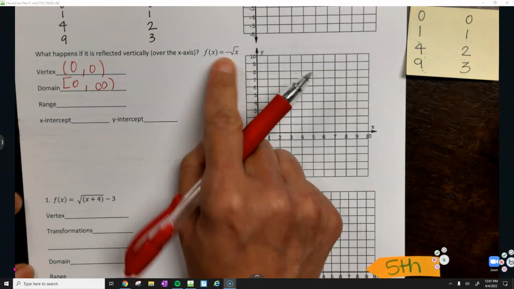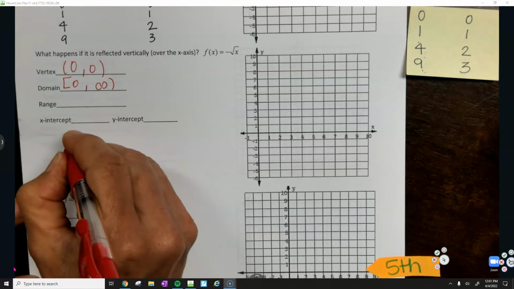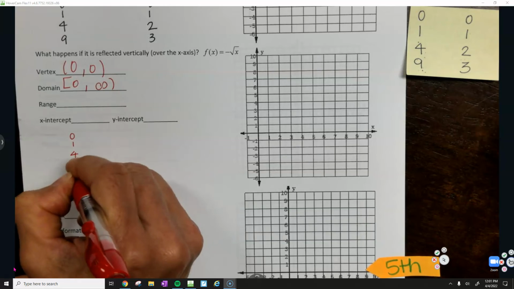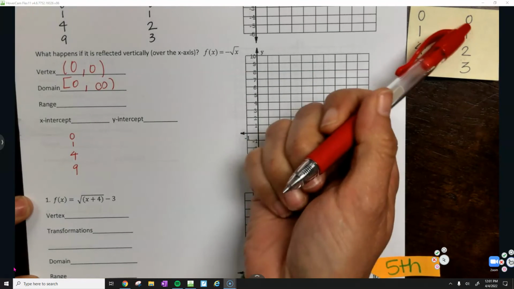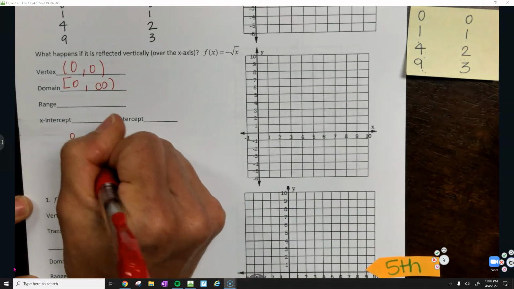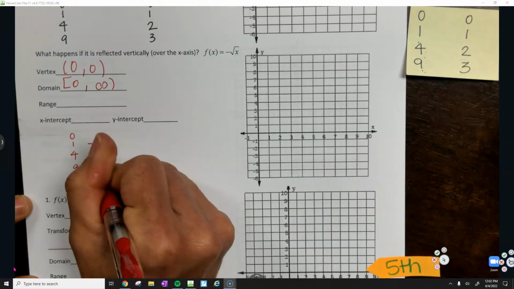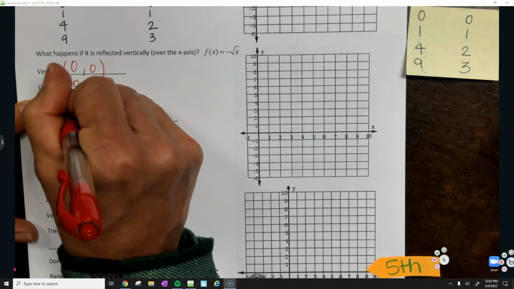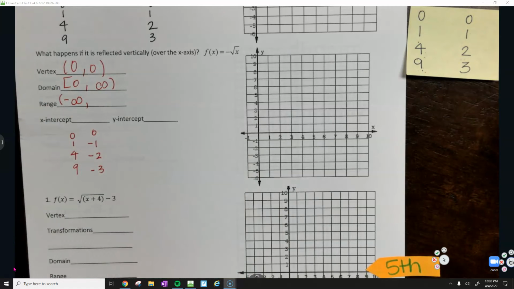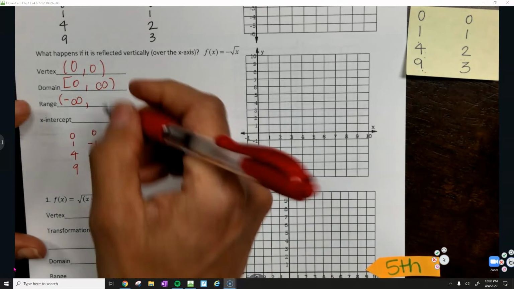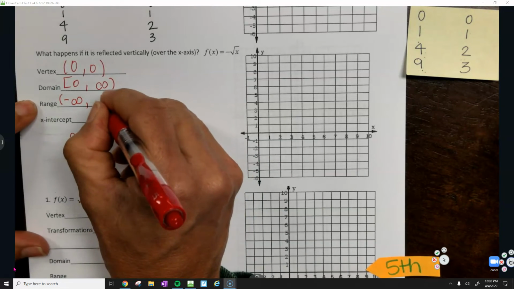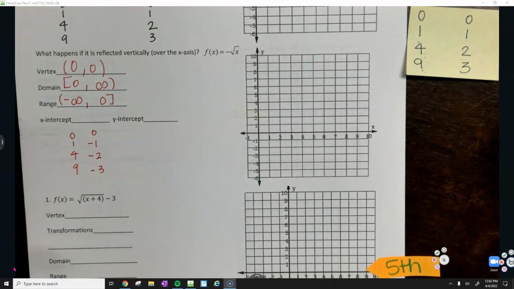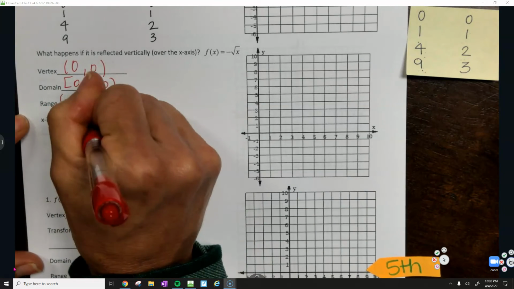All of your outputs are going to be negative because we have this negative right here next to the symbol. So remember, your input of 0, 1, 4, 9, these values are going to have negatives next to them. So negative 1, negative 2, and negative 3. Of course, the first one is 0, 0. When you have a reflection, your range always starts with negative infinity. Your range gets flipped also. So the highest value for my range is going to be 0. And the x and y intercepts stay the same.